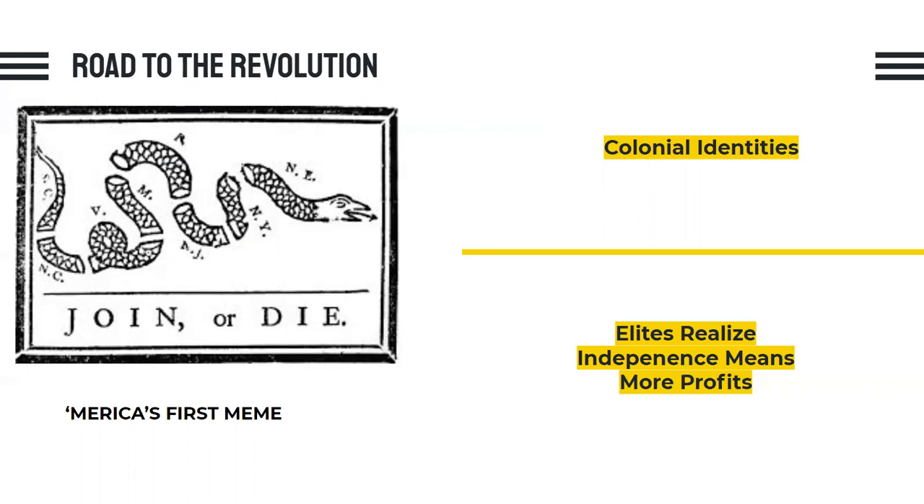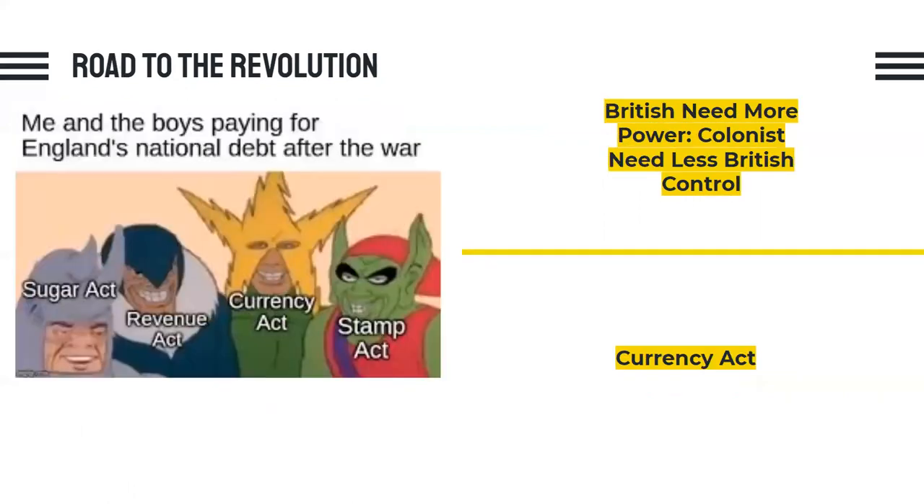And so after the British defeated the French in 1763, all that was left was to get rid of the British forces so that the American elite could have all their power, just like I just said. And so the British need more power, and the colonists need less British control. So after the French and Indian War, the British needed to tighten control over the colonies, and they needed money to pay for the war.